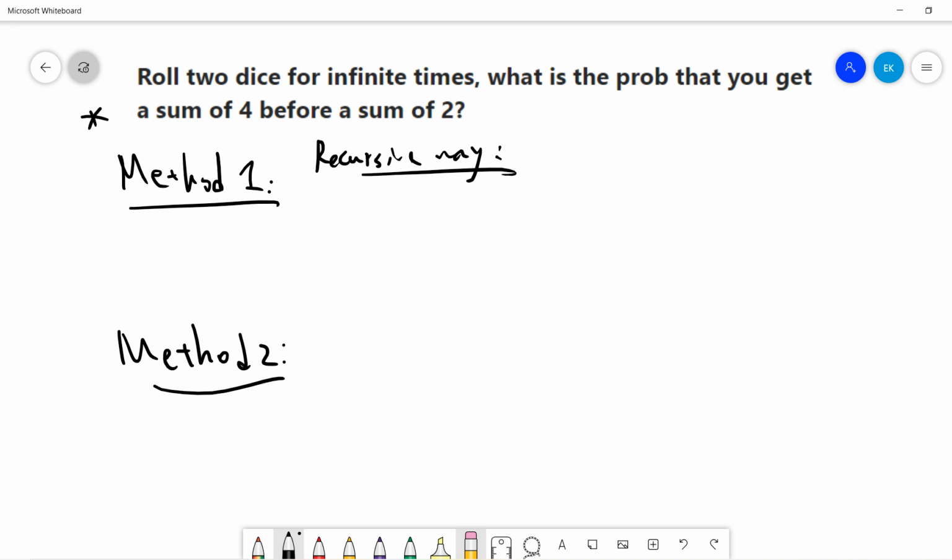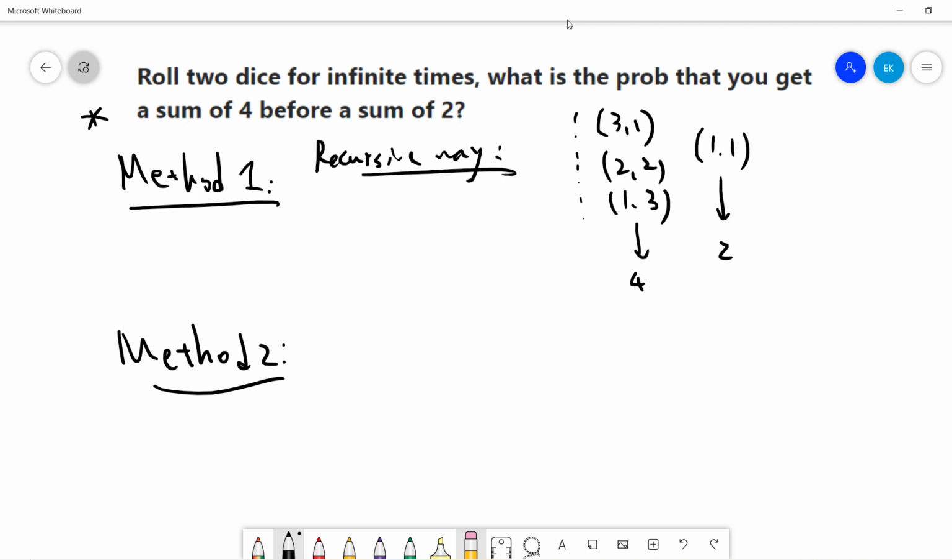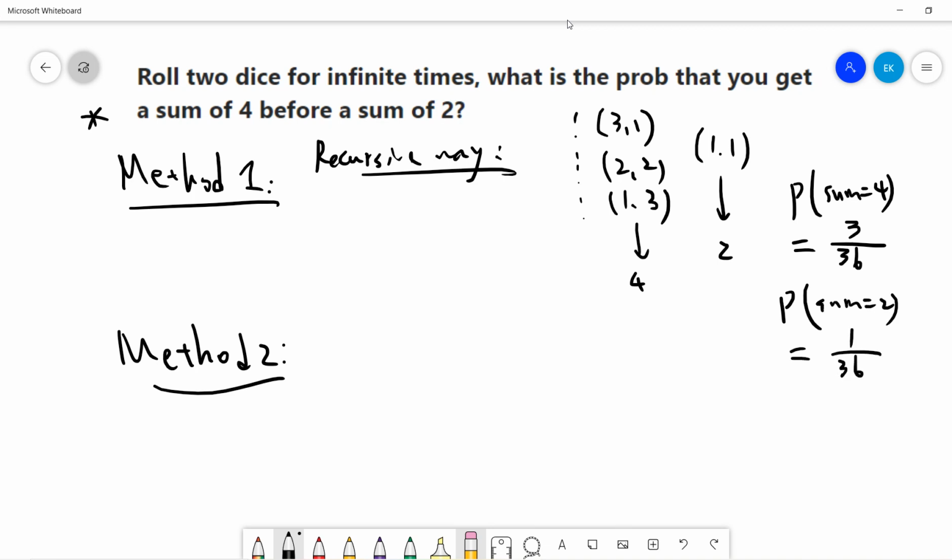Before we start, let's count how many ways we can get 4. We get 4 if we roll 3 and 1, or 2 and 2, or 1 and 3. And a sum of 2 has only 1 and 1. So the probability that the sum is 4 is 3 over 36, because the total is 6 times 6, and the probability of a sum of 2 is 1 over 36. The recursive way is that we start from the trivial case.